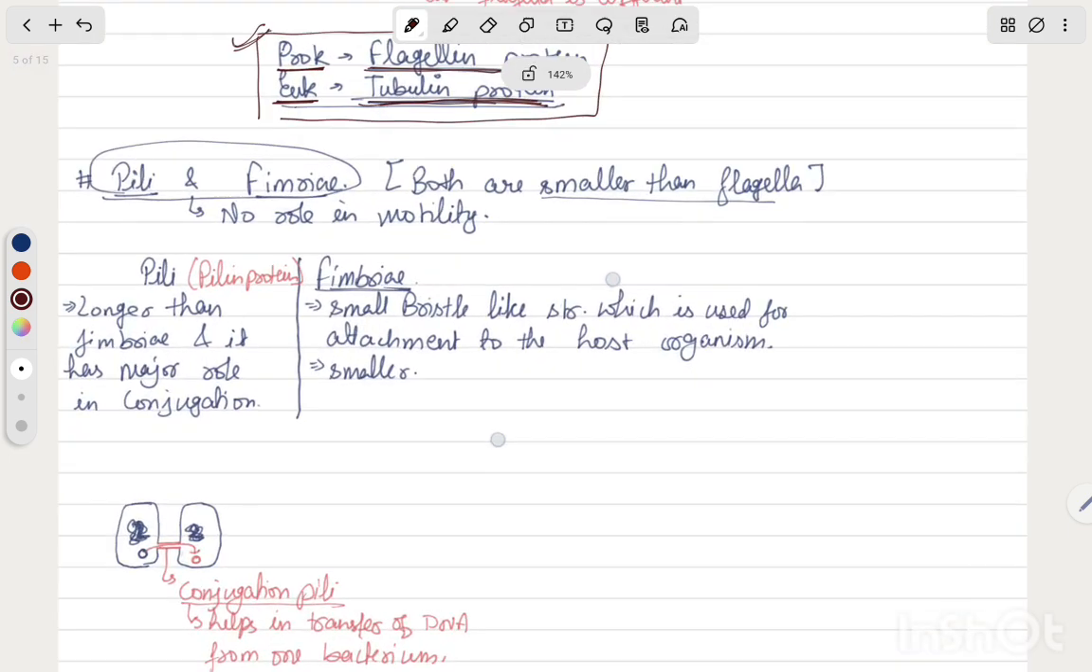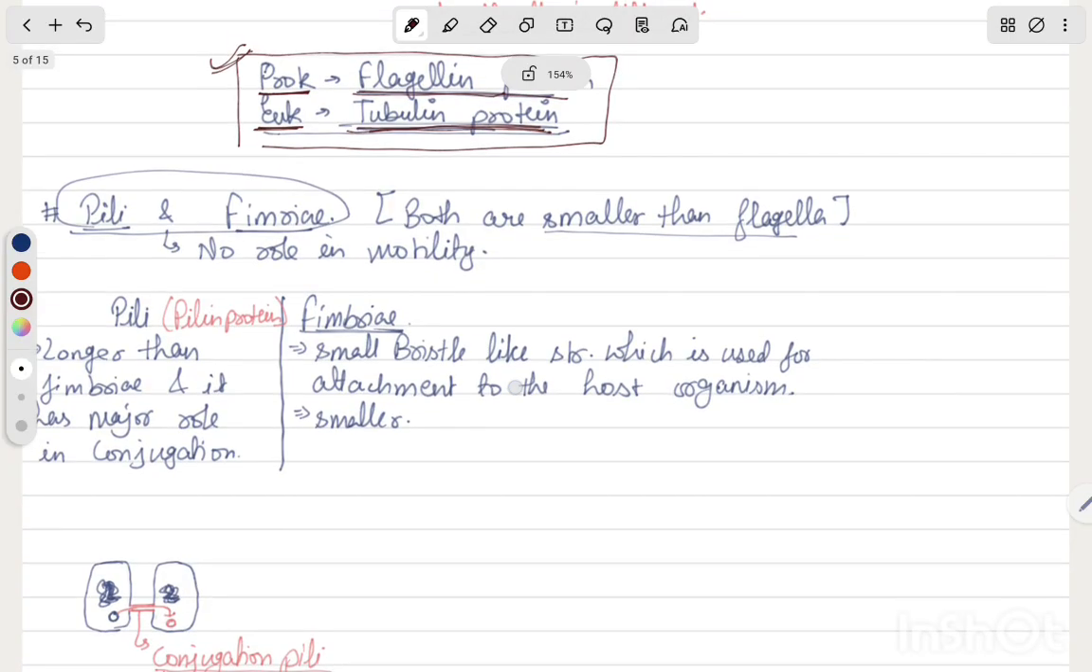Next structures of these two cells are villi and fimbriae. Now, if we discuss the difference between villi and fimbriae and the similarity of villi, fimbriae, and flagella, all are membranous structures, right? Membranous extensions. But villi and fimbriae have no role in motility. Motility means movement. They have no role in cell movement.